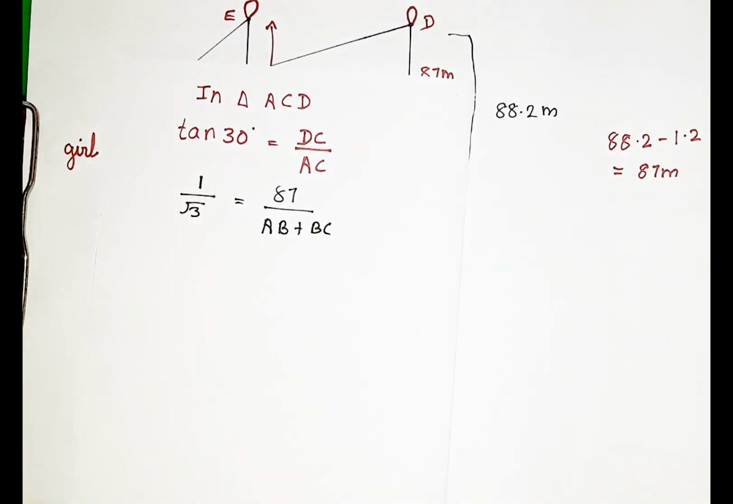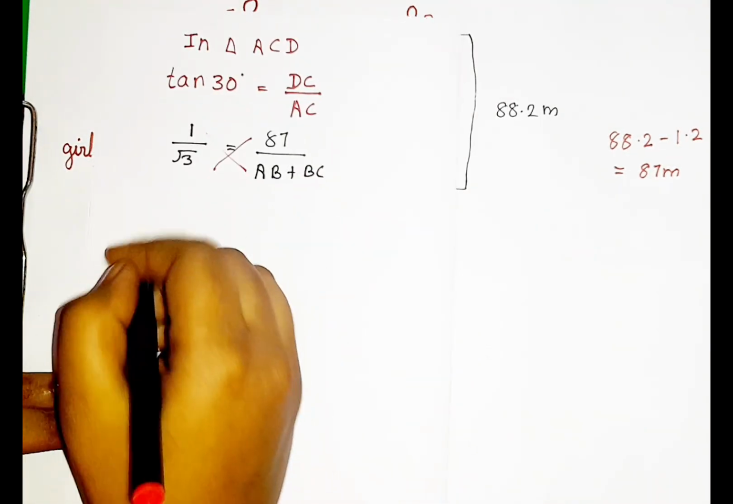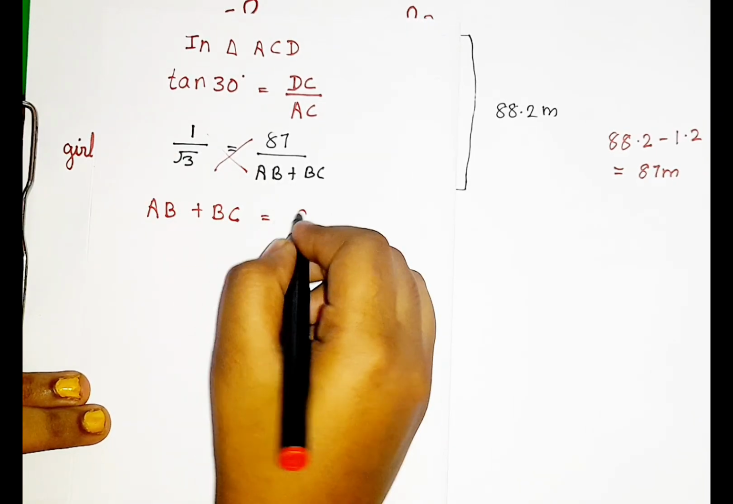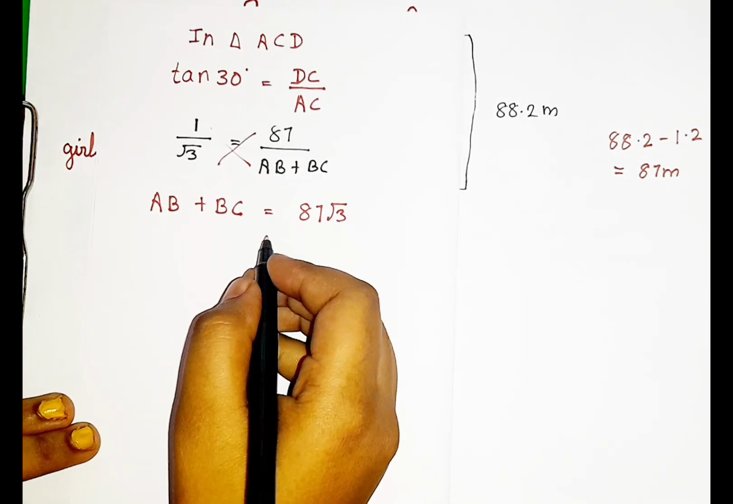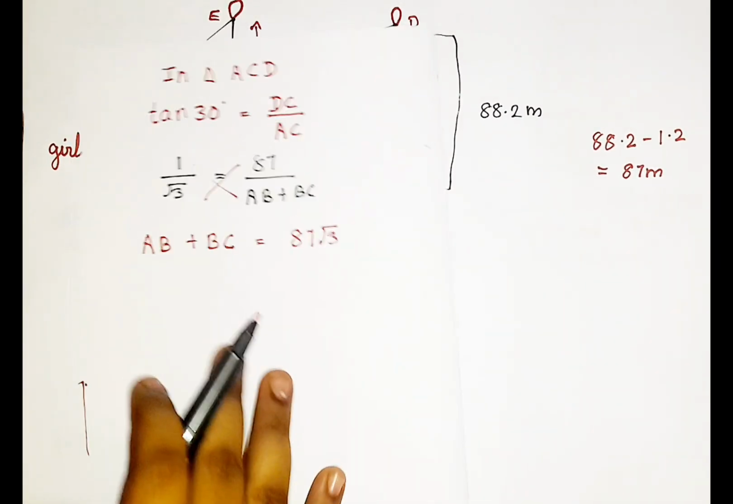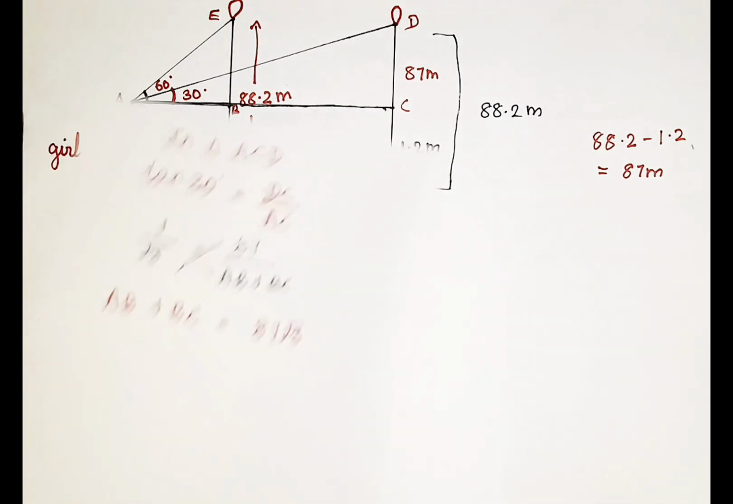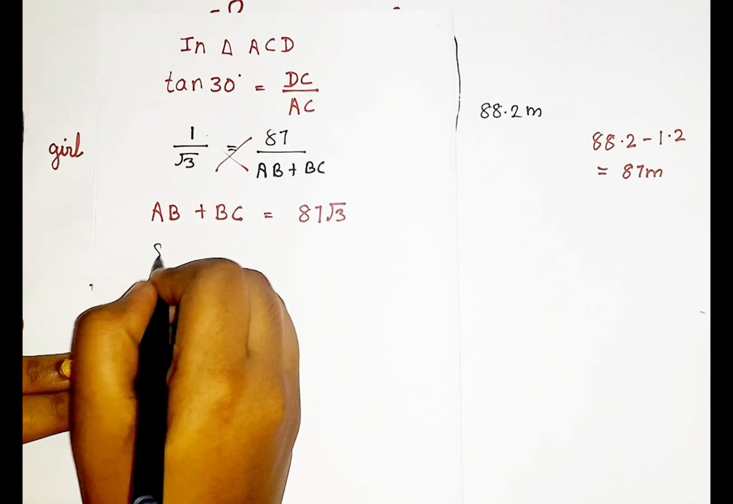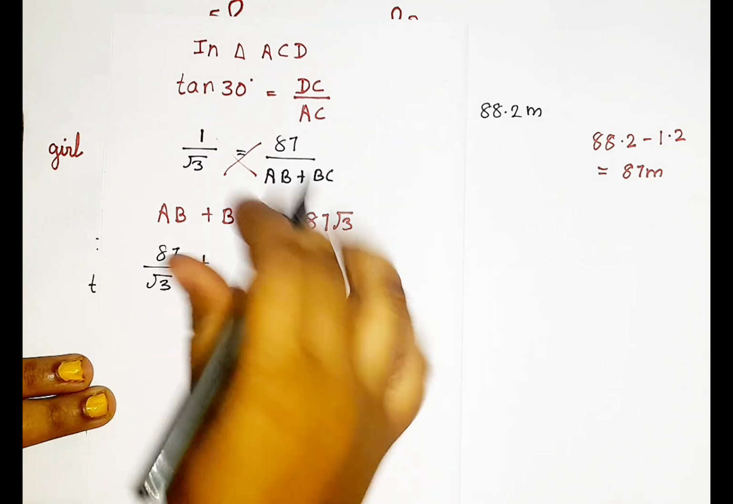Alright. So now let us do cross multiply. When we do cross multiply, we'll get AB plus BC is equal to 87 root 3. Perfect. So now we can substitute the AB value, isn't it? Because here we already got the AB value. So the AB value is 87 divided by root 3 and then plus BC.